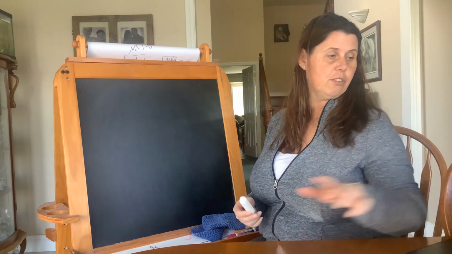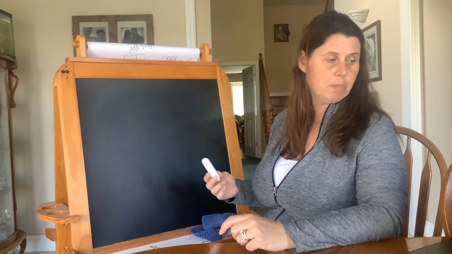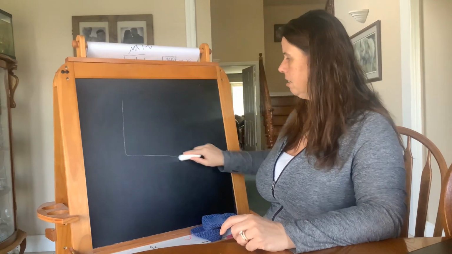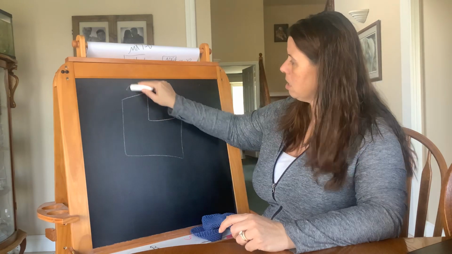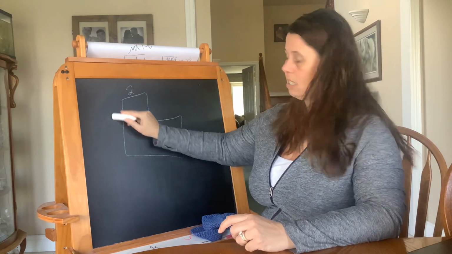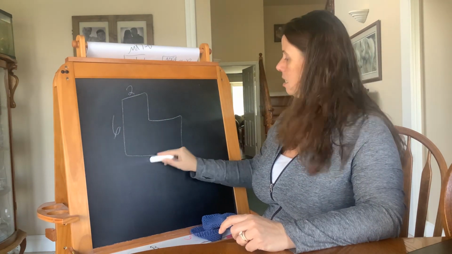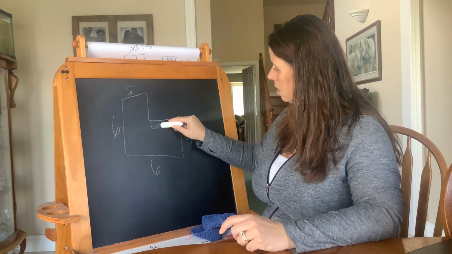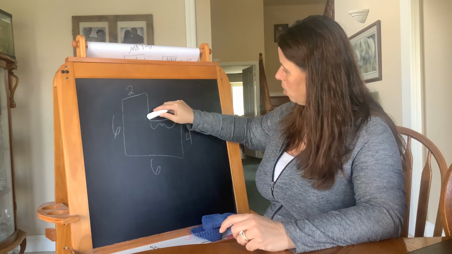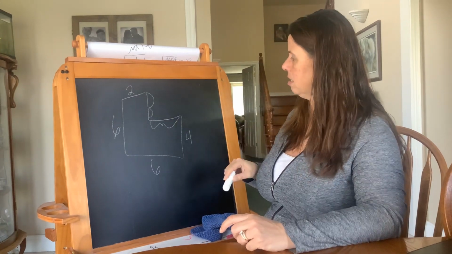Number 5, find the measurements of the sides that have not been labeled. Again, very easy, guys. You got this, okay? They're telling me this is 2, this is 6, this is 6, and this is 4. They want to know what this measurement is, and they want to know what this measurement is.